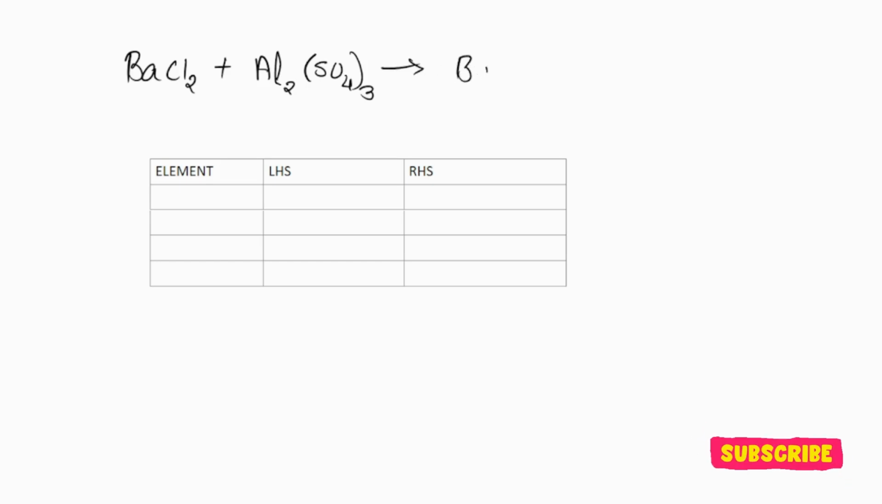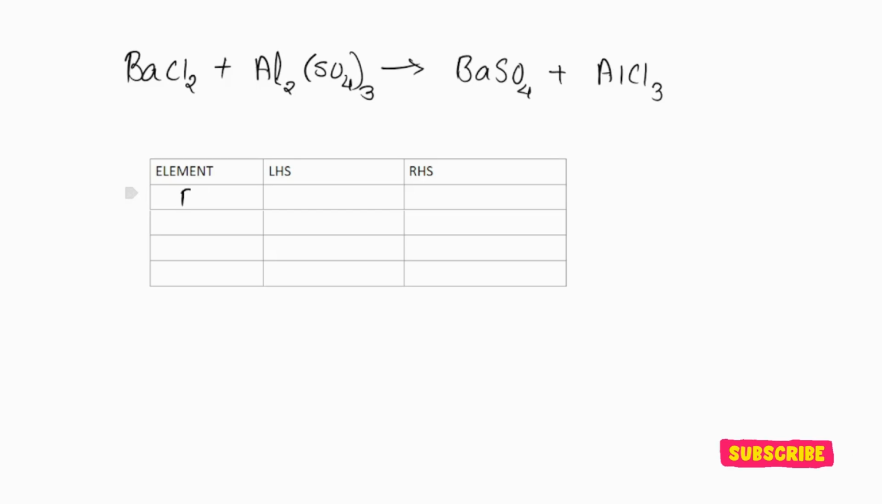Let's take one more example of balancing a given chemical equation. Let us take barium chloride reacts with aluminium sulfate to give barium sulfate plus aluminium chloride.